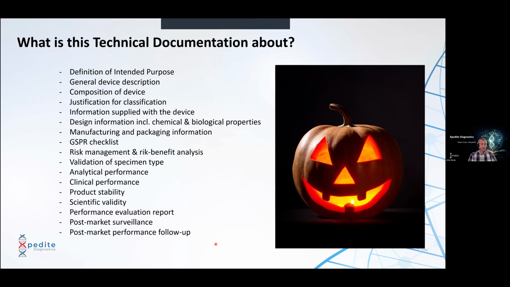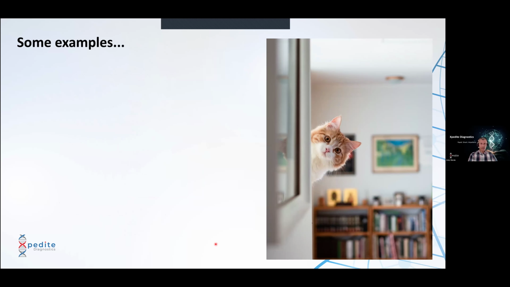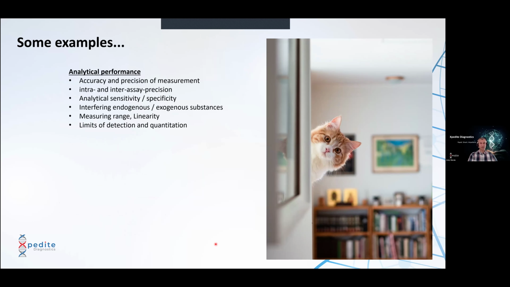Then things like the validation of specimen type, analytical and clinical performance, product stability, the scientific validity, and then some post-market stuff like post-market surveillance and performance follow-up. So just to give you a brief idea, I have picked out here three things, like the analytical performance, clinical performance, and product stability, which I think are most relevant to you if you develop assays. Because that is something that you would need to do anyways, because you want to show that your assay has a certain performance. And it's very clearly defined what a notified body would expect here.